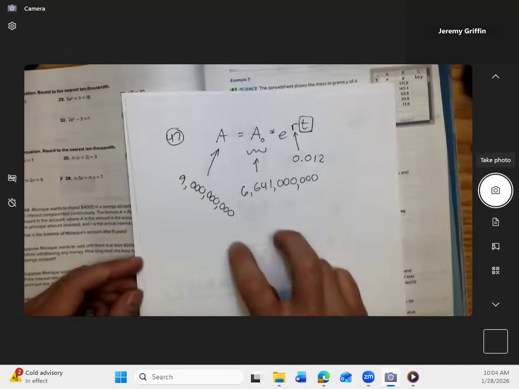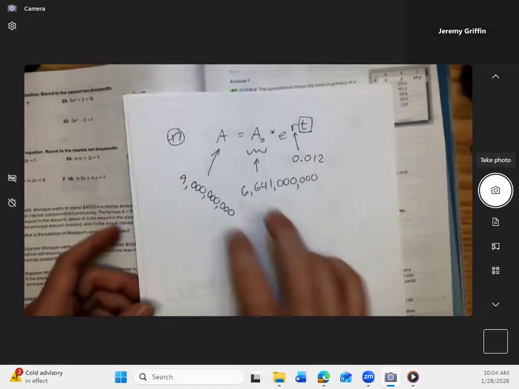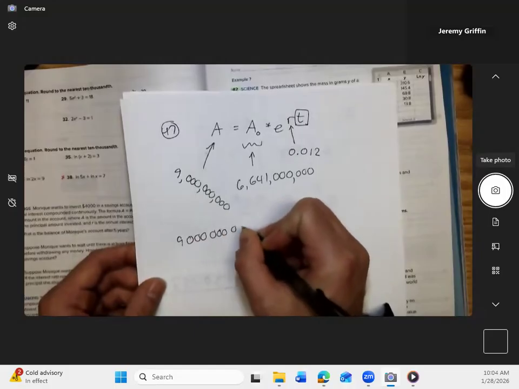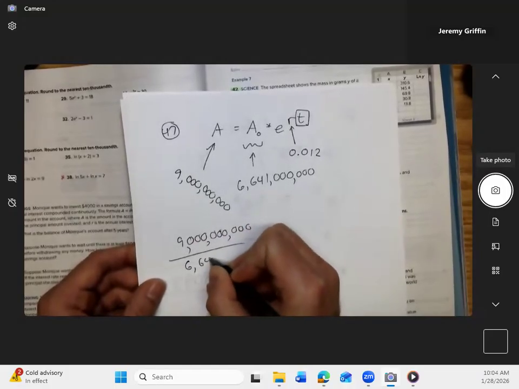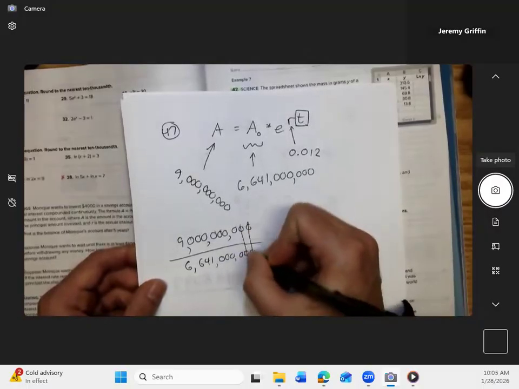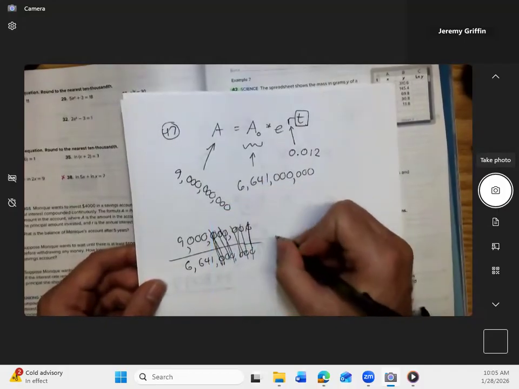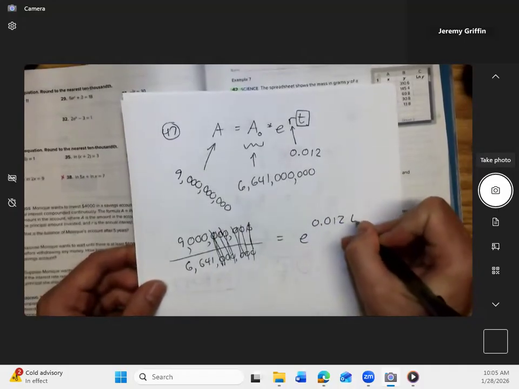First step. Okay, divide this 9 billion by this 6 billion. So let's go 9 billion divided by 6,641 and all those zeros. That's equal to e to the 0.012t.